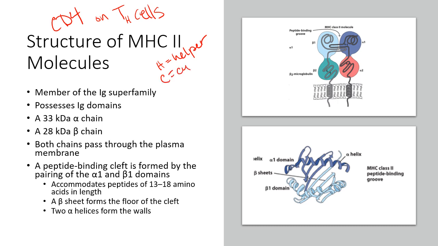C equals cytotoxic. So you have two different classes of T cells in particular that we talk about the most often. This is defined based on whether they express CD4 or CD8. That is a decision that gets made in the thymus during development.